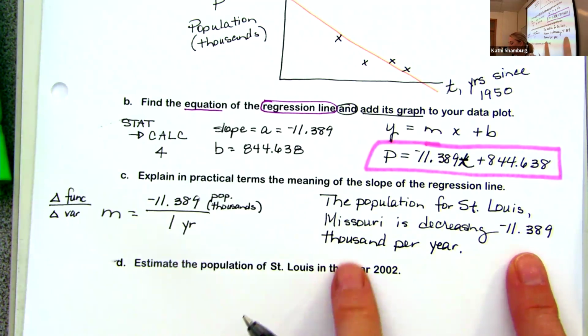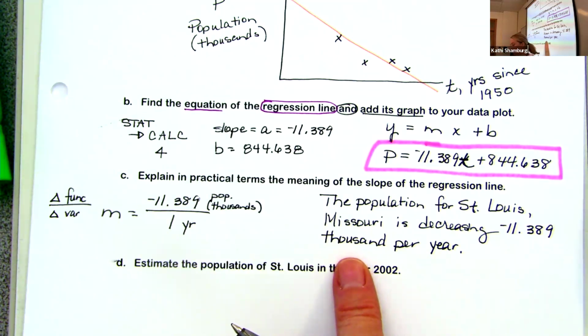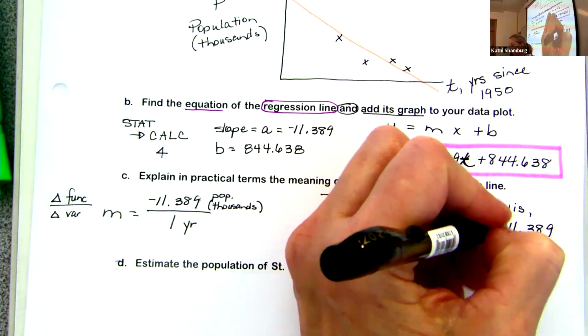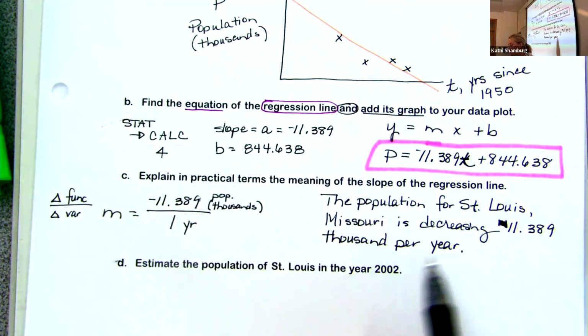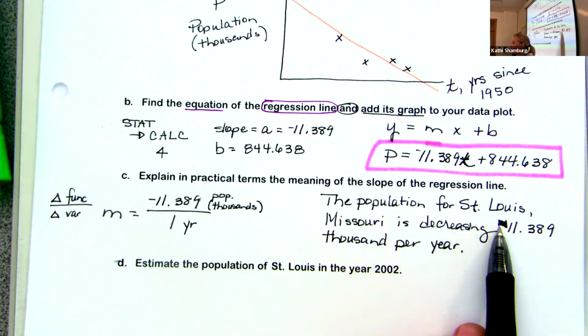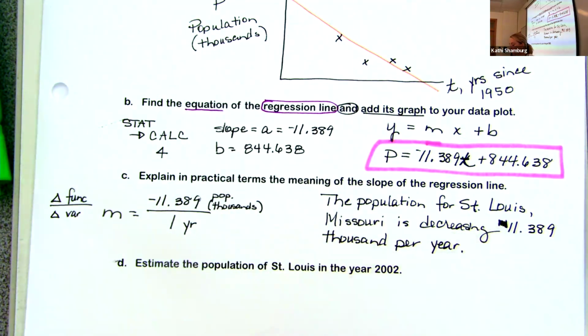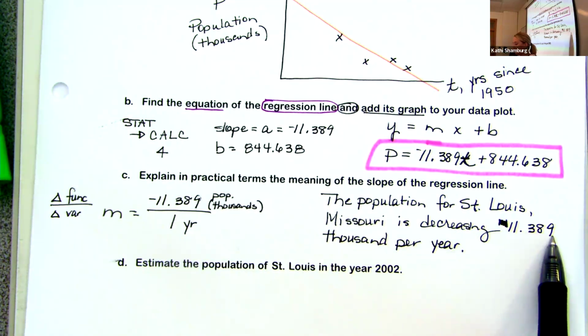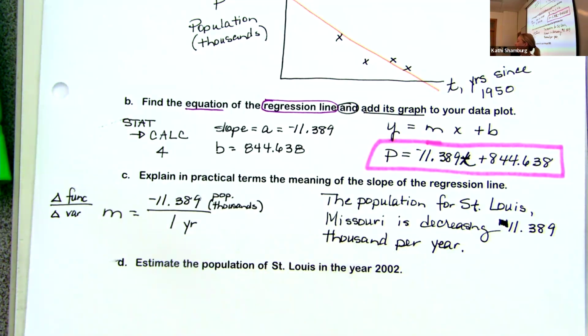Now, you could have written this as 11,389, which would be, whoops, y'all, what did I do wrong? I just caught it. Don't put that negative. That was taken care of in the word decreasing. So if you put a negative there, erase it. Sorry. It's decreasing 11.389 thousand, or you could have written 11,389. 11,389 means the same thing. Okay. Man, I'm glad I got that.